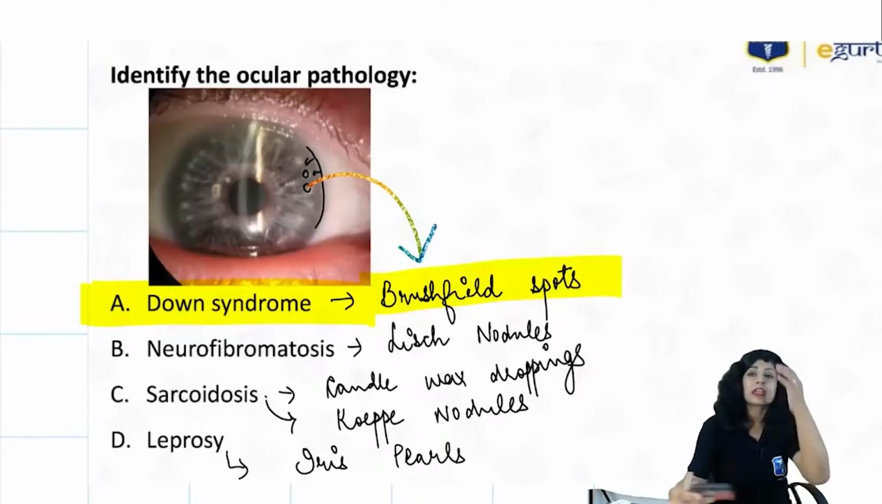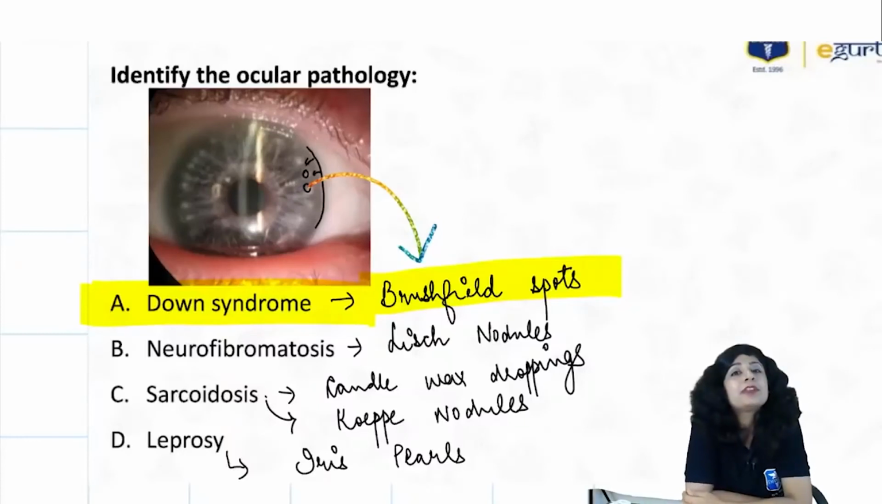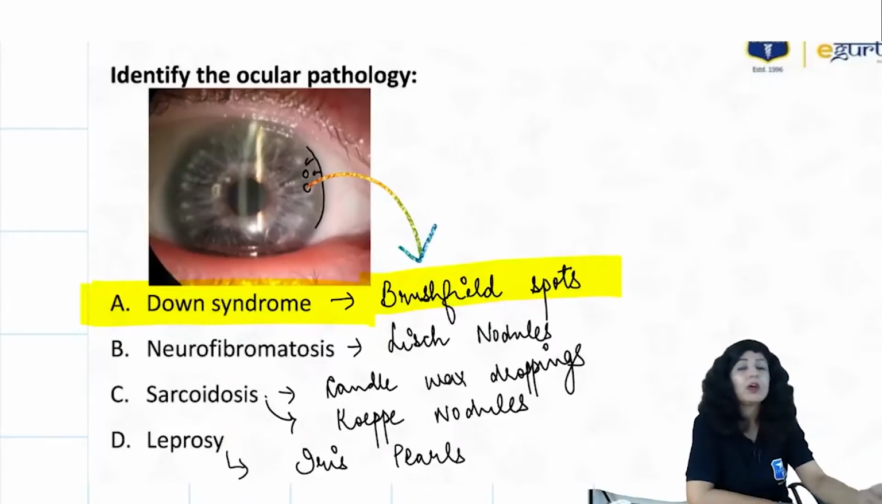Where are Busacca nodules found? Both Busacca nodules as well as the Koeppe nodules are found in granulomatous uveitis. It could be a mixed one also. Like in tuberculosis, you get more of the Koeppe nodules. Somewhere you can get more of the Busacca nodules too. All right.